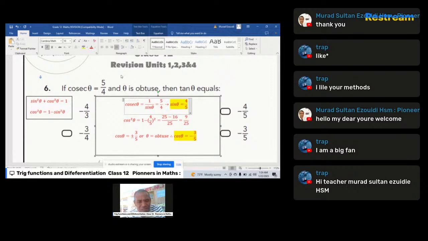Yes. Therefore, what is tangent? So tangent is sine over cosine. I will make like that. Therefore, I will write therefore. I will do like that, learners.